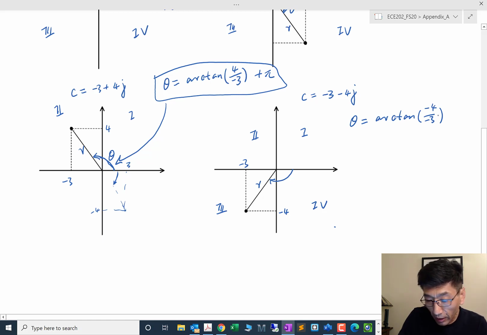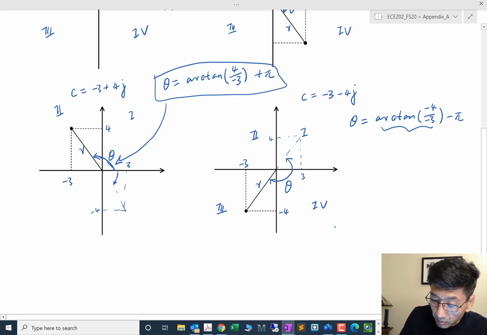Because the negative sign will be canceled, so this is equal to 4 over 3. Right, so in that case, you are actually finding this angle here. This represents this angle here, but this is the angle we're trying to find. Therefore, you need to subtract pi to get this angle, right? So this is the one for this angle here. Okay, I hope that's clear.